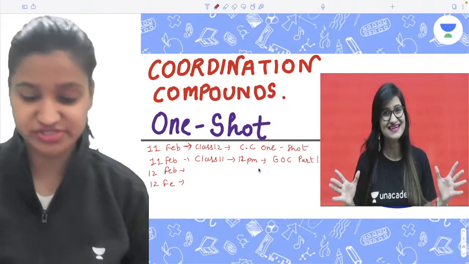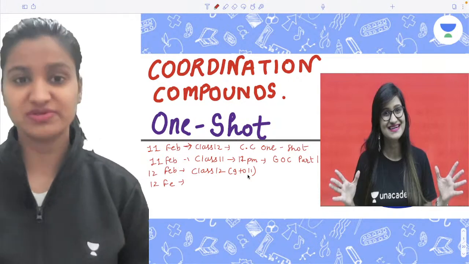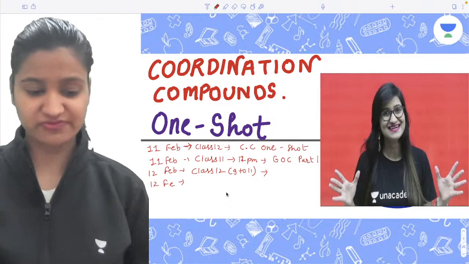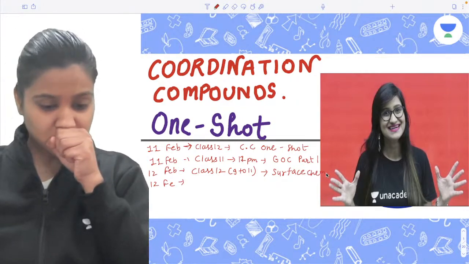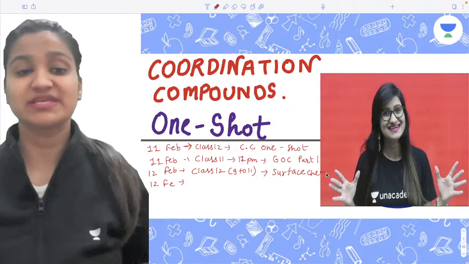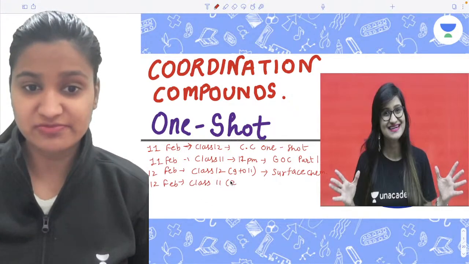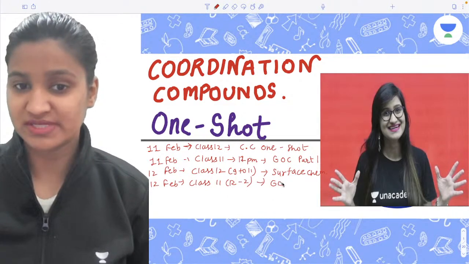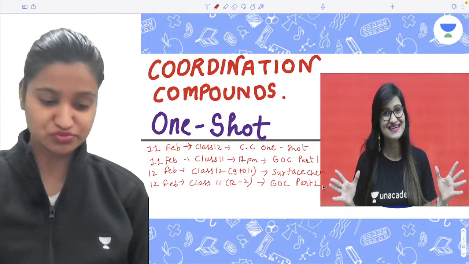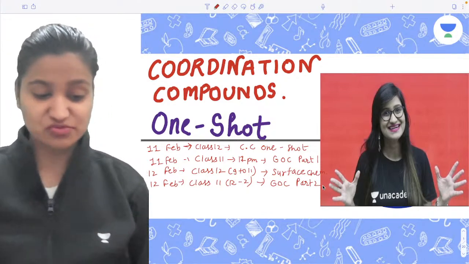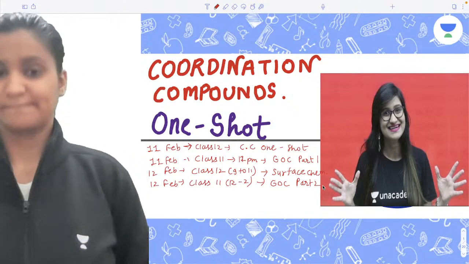We will be doing general organic chemistry part 1. On 12th of February for class 12, same timing, 9 to 11 a.m., we will be doing surface chemistry. And on 12th of February for class 11, we have scheduled from 12 p.m. to 2 p.m. GOC part 2. So this is your schedule for today and tomorrow. Be prepared, 9 to 11 and then 12 to 2. We have great sessions for you and this is going to be really amazing, because all your doubts are going to be clear. So let's get started.